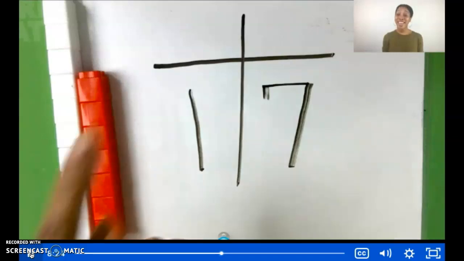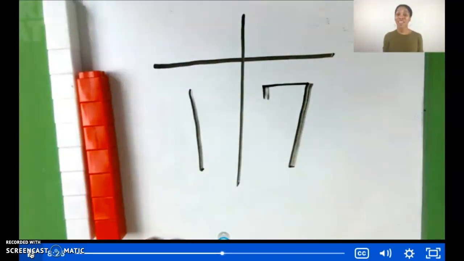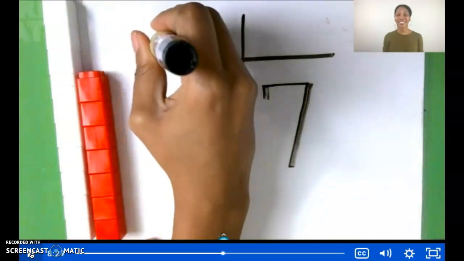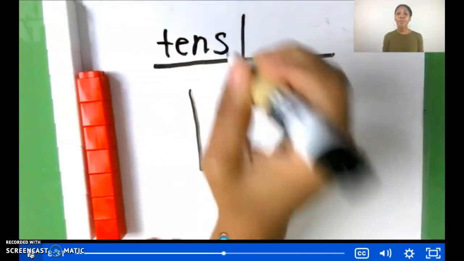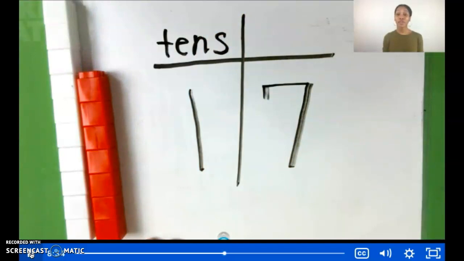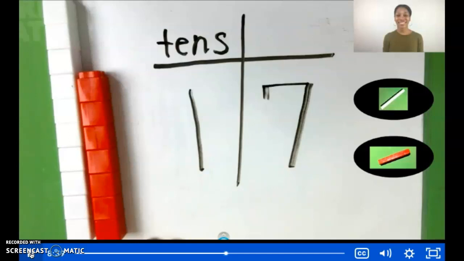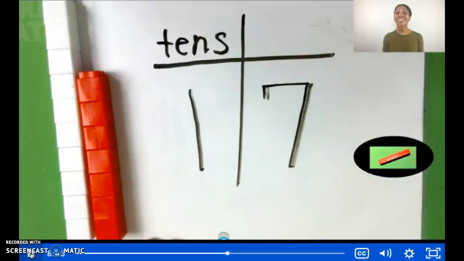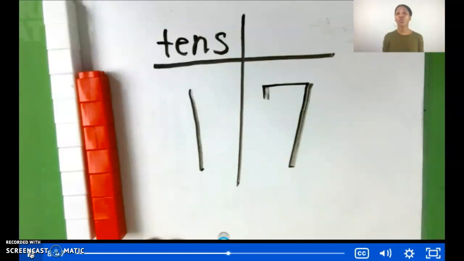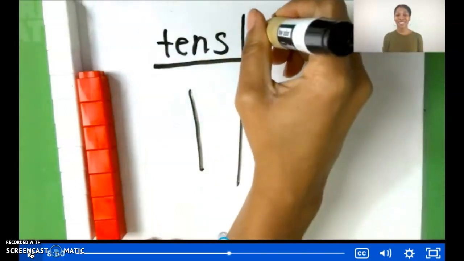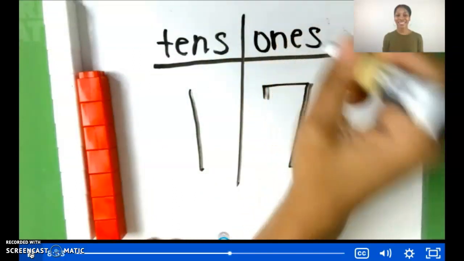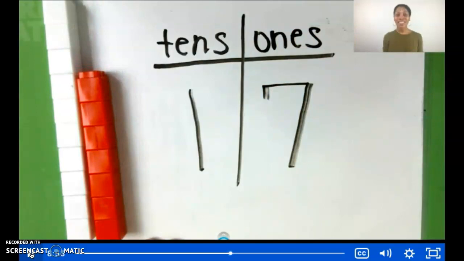I can write tens here because we have 1 ten. Now, point to the button that shows the set of cubes that tells us what the 7 represents. Yes, 7 ones. I'm going to write ones here at the top. Whoa! Look at our chart. This chart is called a place value chart.